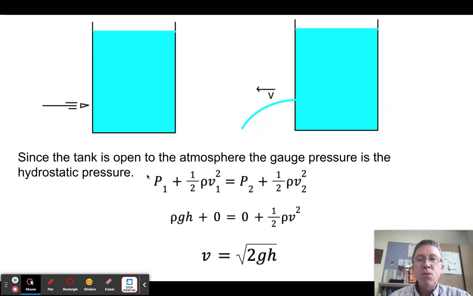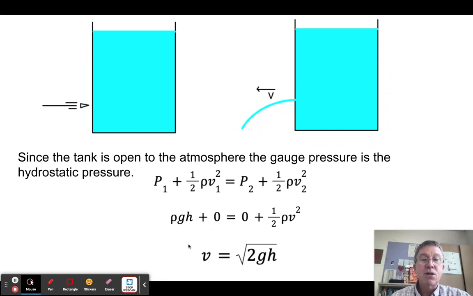So for P1, I'm going to use hydrostatic pressure. Remember that's density times g times h, plus at the initial conditions the water is not moving, so the kinetic energy is 0. Afterwards, when it comes out of here, there's no more hydrostatic pressure here, so the pressure here is 0. Therefore, it's going to be traveling at this v because of its kinetic energy.